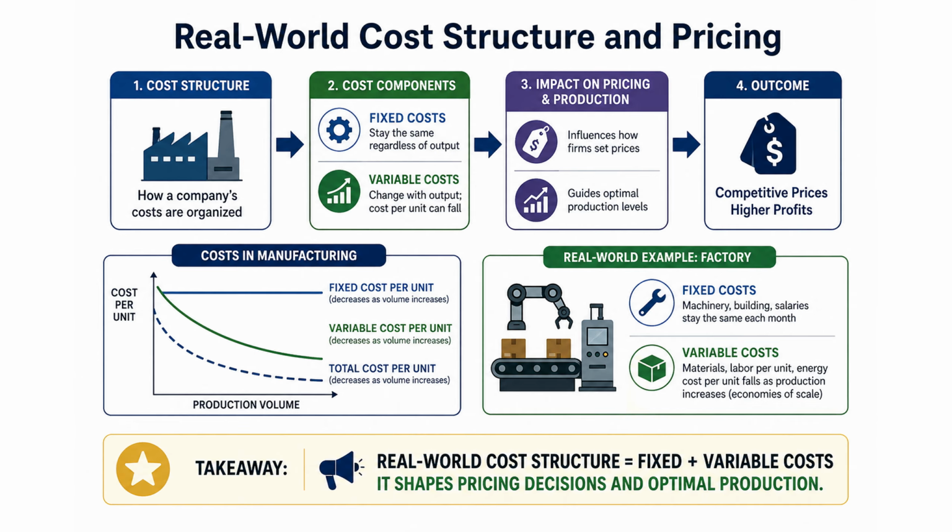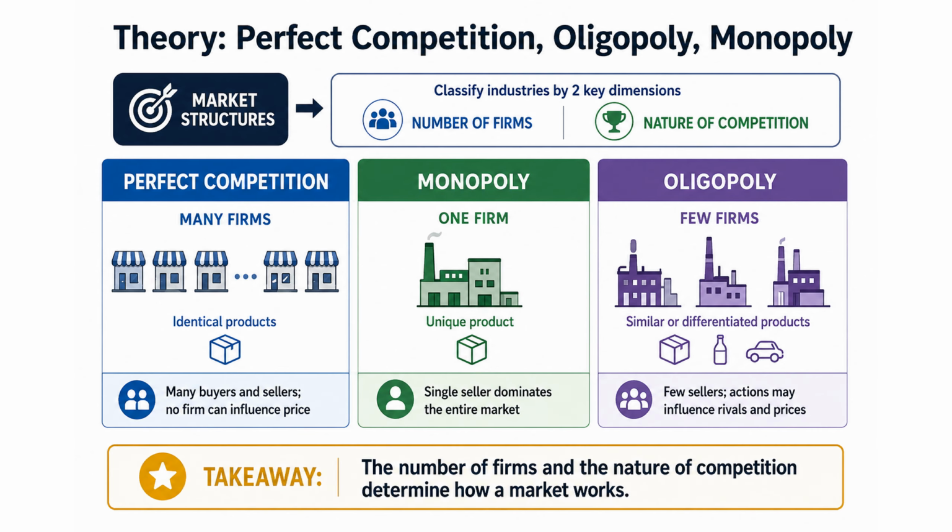Once that is clear, the next step is theory, perfect competition, oligopoly, monopoly, because it develops the next piece of the same argument. Market structures classify industries based on the number of firms and the nature of competition. The main types are perfect competition, monopoly, and oligopoly. Put more directly, perfect competition features many firms selling identical products, while monopoly has one firm dominating the market, and oligopoly consists of a few firms that may sell similar products.